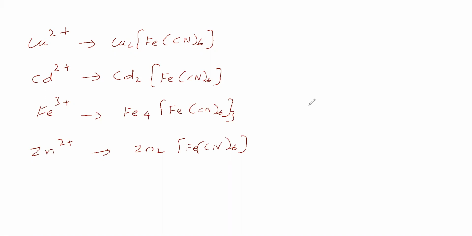So in these places we have used potassium ferrocyanide. For which cases have we used the reagent? One is the copper Cu2+ test. Another is the cadmium Cd2+ test. Next the ferric Fe3+ test and the Zn2+ test. Now you can see Cu2+ gives Cu2[Fe(CN)6], Cd2+ gives Cd2[Fe(CN)6], and Zn2+ gives Zn2[Fe(CN)6].